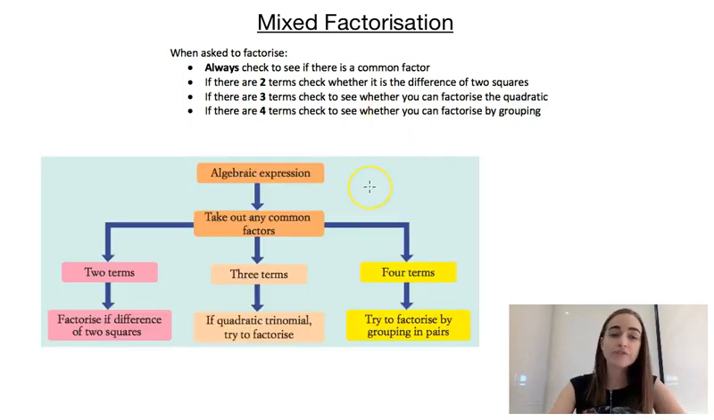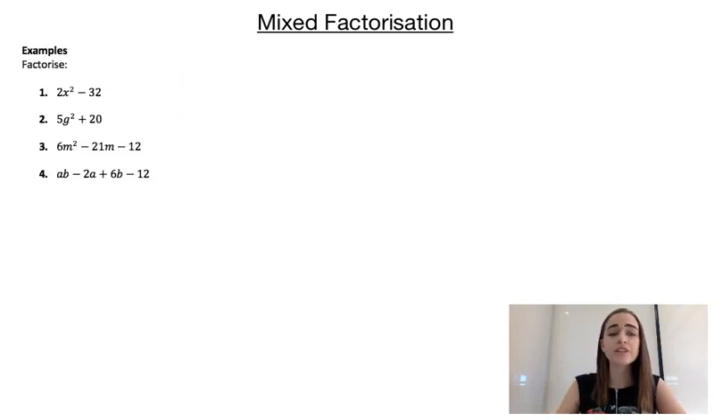So this is a handy little flowchart from the New Century textbook. So we take our expression and we always look to see if we can take out any common factors. And then what we do next is going to be determined by how many terms there are in our expression. So let's have a look at some examples. So I've got 4 examples here.